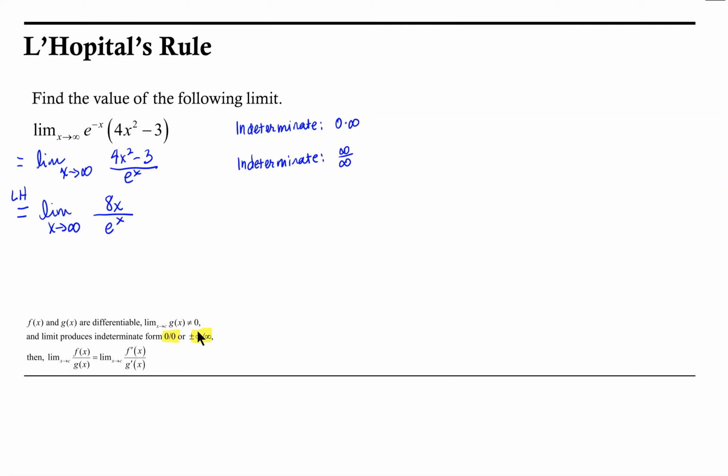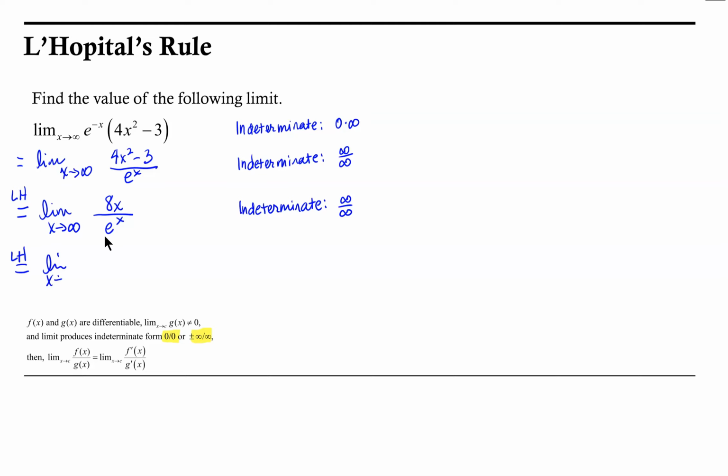Now as we consider this limit, as x approaches infinity, 8x also approaches infinity. e to the x also approaches infinity. So we still have an indeterminate form of the form infinity over infinity. Now, because it is infinity over infinity, this new function is also eligible for the application of L'Hopital's rule. So we would continue. We'll write LH over our equal sign to indicate the use of L'Hopital's rule.